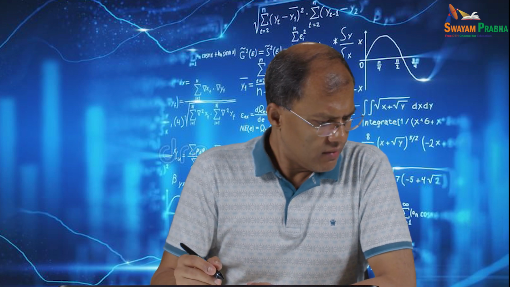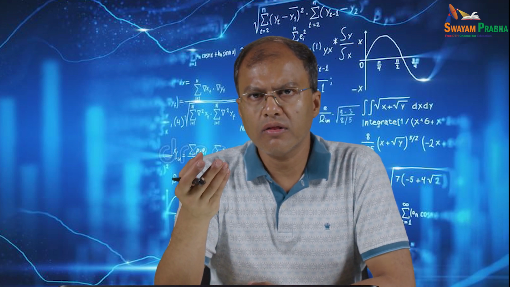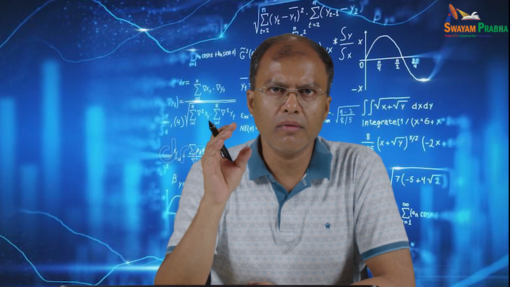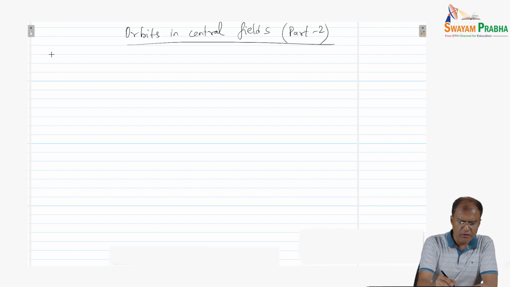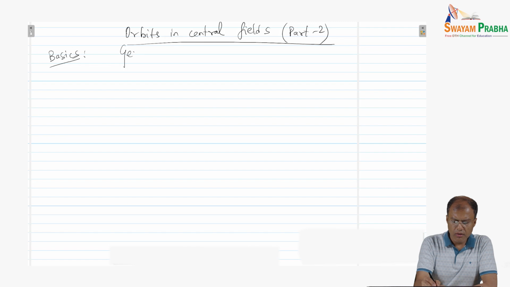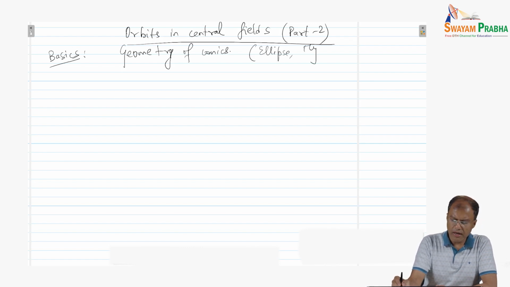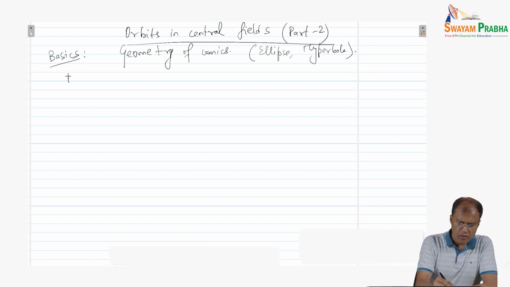So what we have got is that let me just digress our discussion on the orbits for a few minutes, and let us now quickly focus on the conic sections which I promised in the previous module. We will just briefly focus on the basics of the conic sections. So we are talking about the geometry of conics, right? So we are talking about ellipse, hyperbola, and so on. Ellipse.